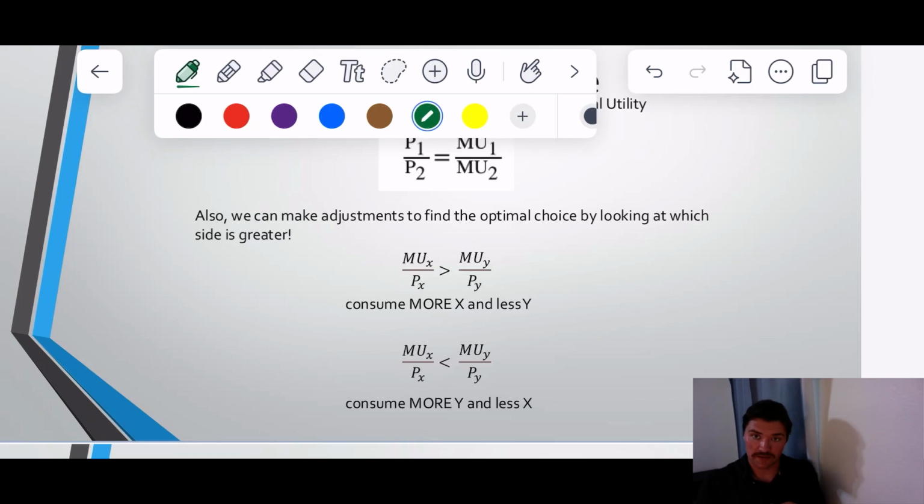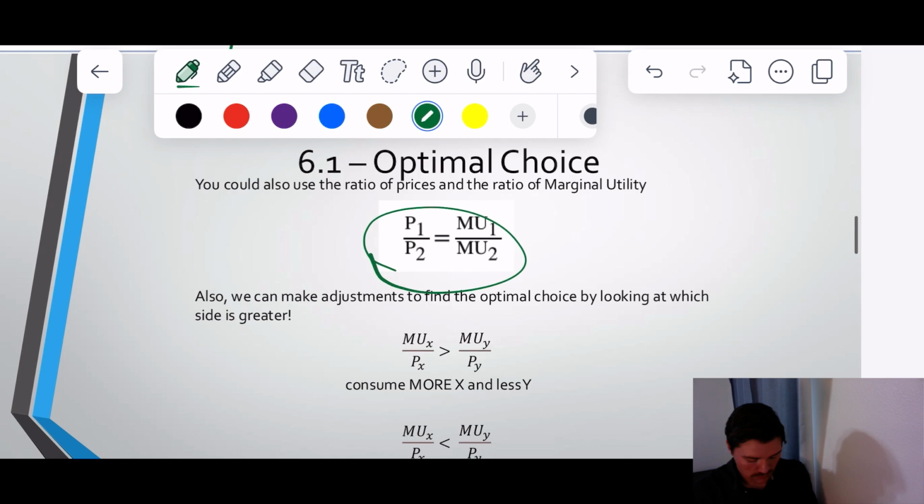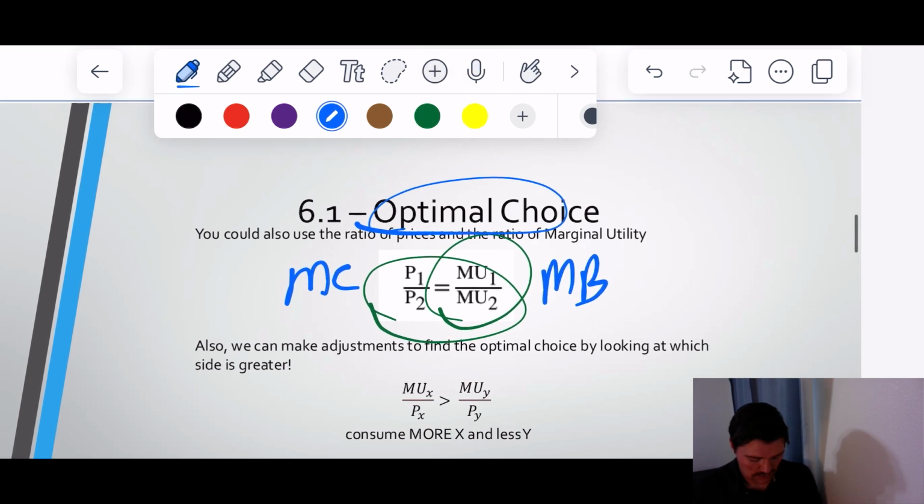Let's do some more practice with trying to find optimal choice between two goods. So real quick, you can use the ratio of prices and the marginal utility to find your optimal choice. The reason this one works is because you're looking at the marginal utility, dividing those, so that's your marginal benefit, and then you're looking at the ratio of prices, and that's your marginal cost. So again, that shows your optimal choice where they're equal.